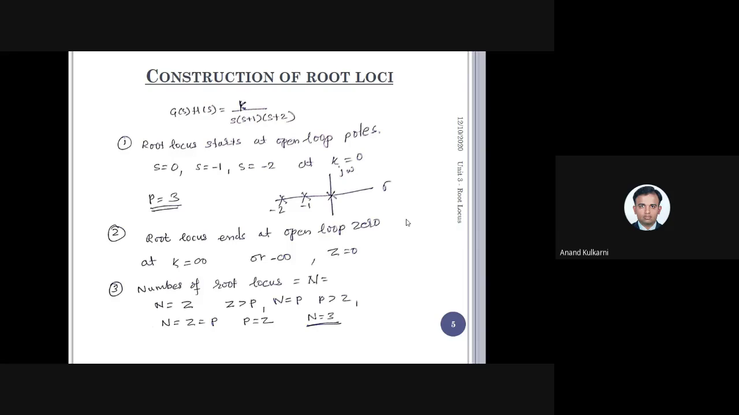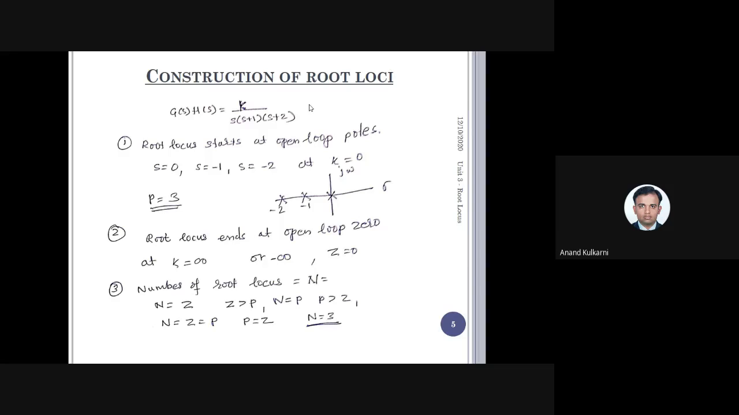It should be given in a factored way, not in the expanded way. If you multiply s plus 1 and s plus 2, it will become s square plus 3s plus 2, and then s cube plus 3s square plus 2s. It should not be given in that form, but in the factored form, so that you can easily find out the poles and zeros. And in the numerator you have a k here.